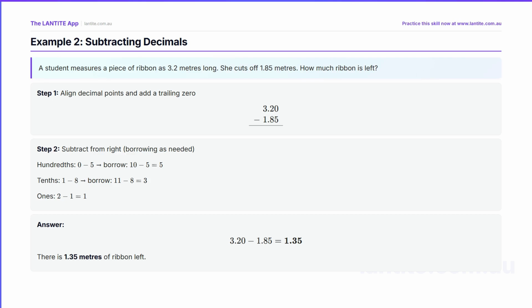Now, a subtraction example. A student has a piece of ribbon that is 3.2 meters long and cuts off 1.85 meters. How much is left? First, write 3.2 as 3.20, so both numbers have 2 decimal places. Now, subtract from right to left. Hundredths, 0 minus 5. We can't do that, so borrow from the tenths. 10 minus 5 is 5.